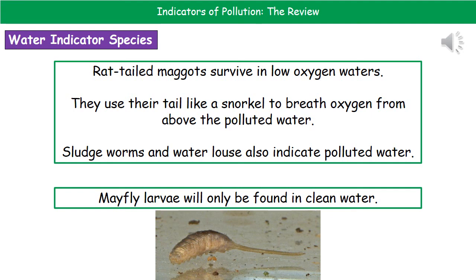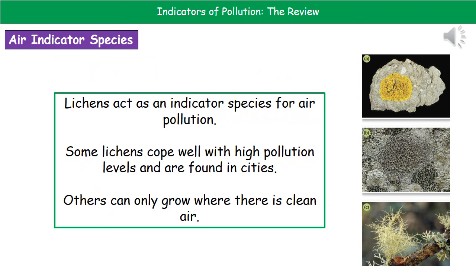Two others that will indicate polluted water are if we find sludge worms and water lice present. If, however, we go to water and find that there's lots of mayfly larvae, then they will only be found in clean water. So it's not just species that we find in polluted water, there are some that we will only find when the water is not polluted.